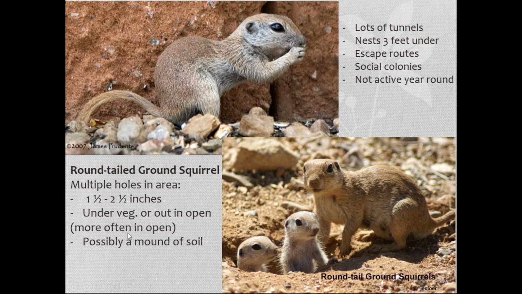All right, round-tailed ground squirrel. These guys live together. They're in social colonies, multiple escape routes. These guys are a little larger than the antelope ground squirrel. These guys are in more arid regions in Joshua Tree, and they're not active year-round. So I don't know that they're going to be up at Black Rock Campground, but they're going to be maybe down towards the Sonoran Desert region of the park. It's a little warmer and drier.